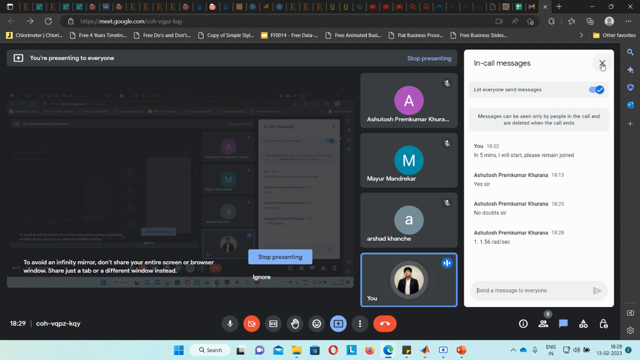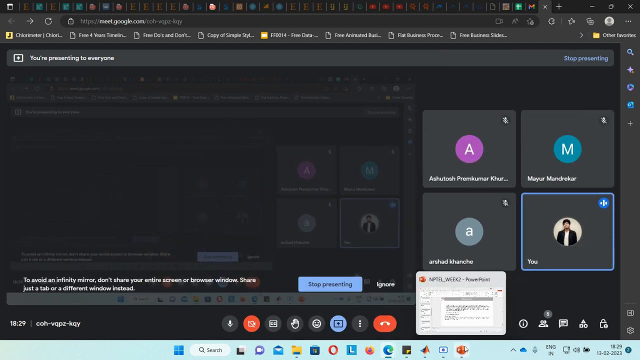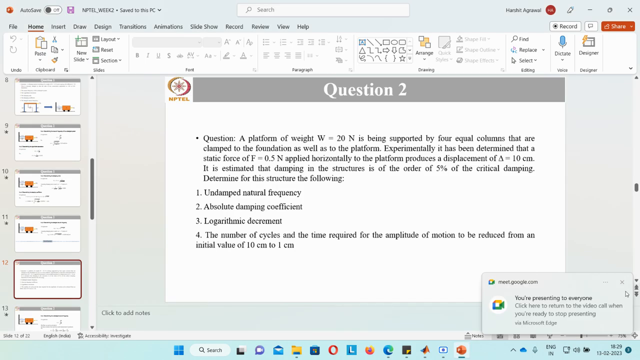We will see the solution. You can do your calculation at your end, and we will see what values come.